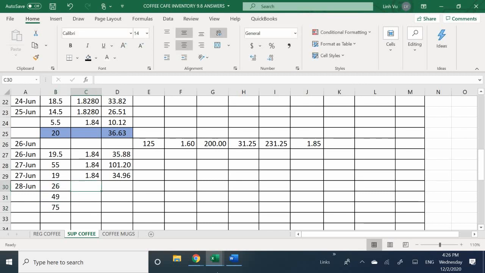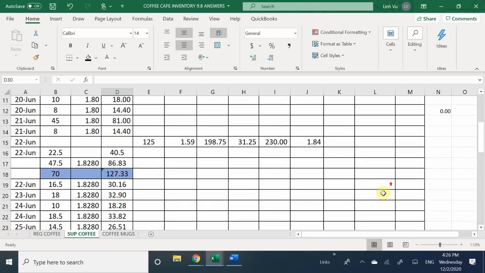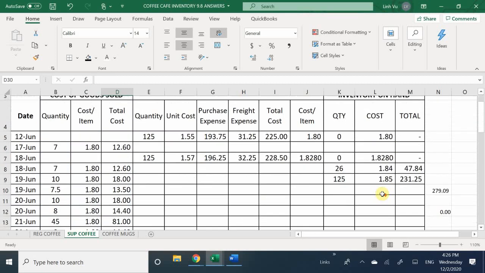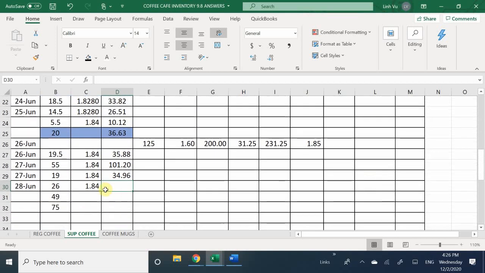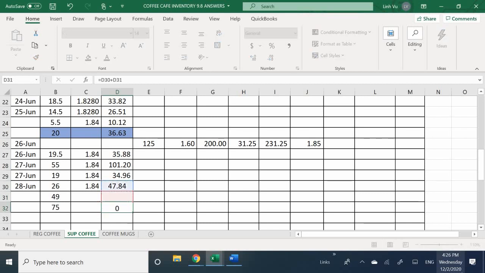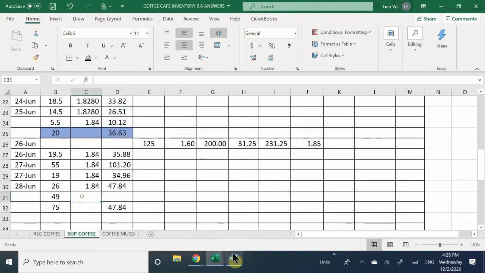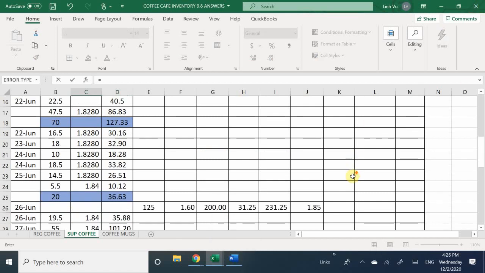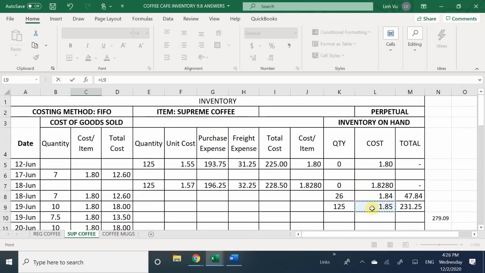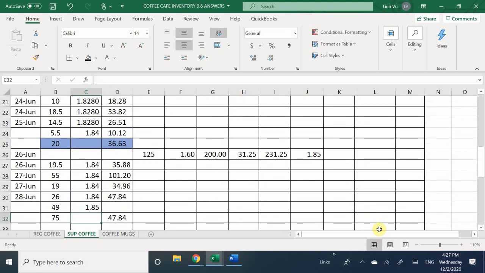So, 47.84. And then we had 75 minus 26. I need 49. 49 is coming out of the 185 batch. We only have one batch left anyways. Right, so let me sum these so I can total my column here.